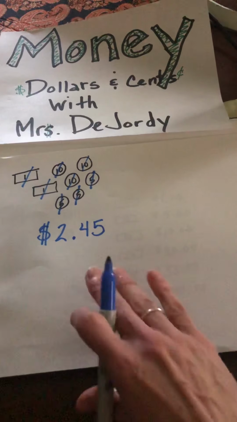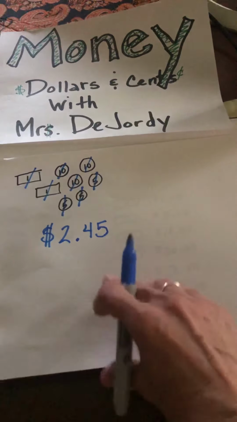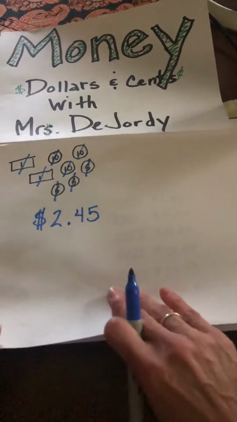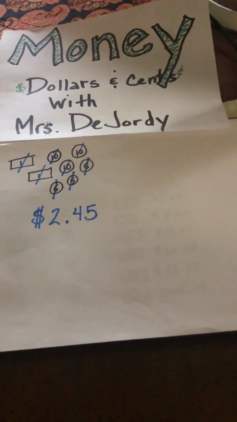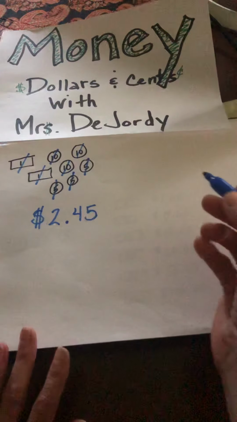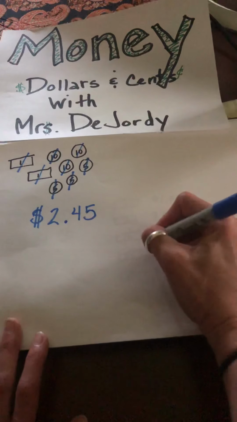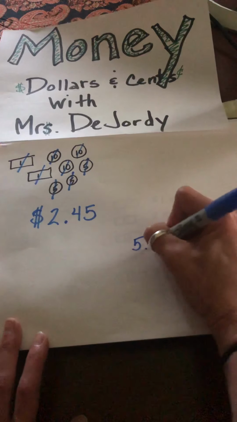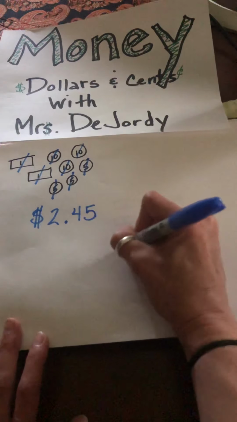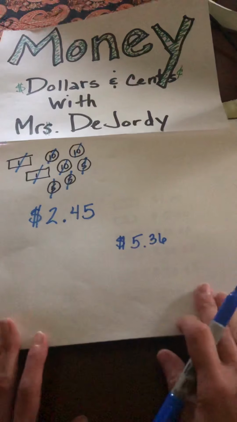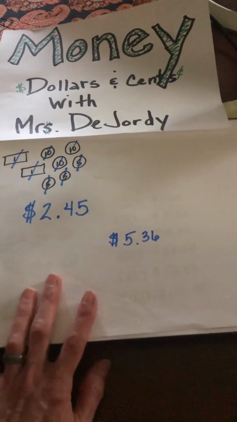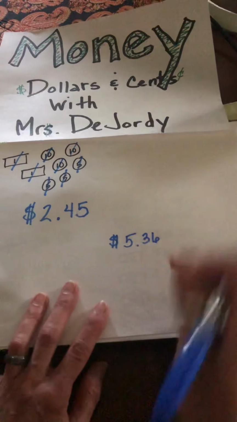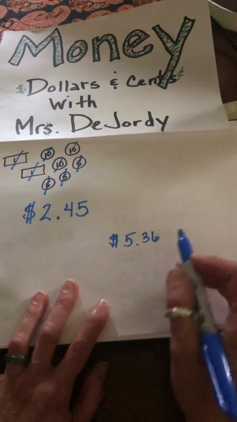The last thing I want to show you in this video is how we represent when we do it the opposite way, which is when we are given a certain amount of money and asked to draw it out. So here is an amount of money. I'm going to say $5 and let's see, 36 cents. So I'm going to take this $5.36 and now I'm going to convert it from this number form in dollar notation into coins.